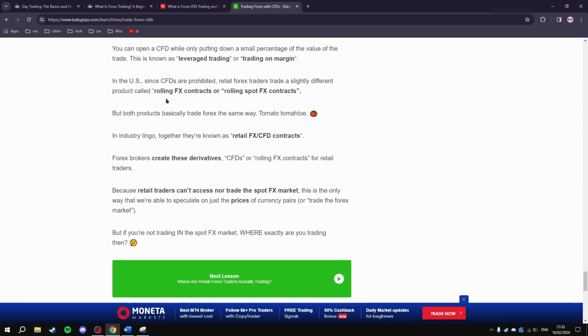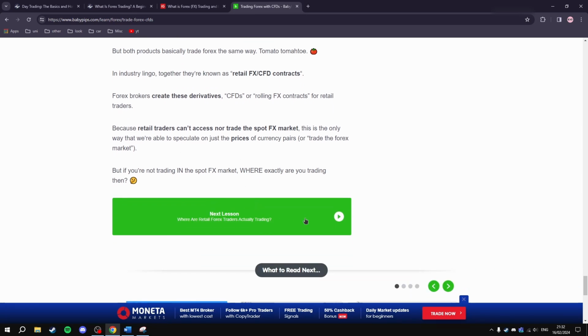In industry lingo, together they're known as retail FX CFD contracts. Forex brokers create these derivatives, CFDs, or rolling FX contracts for retail traders. Because retail traders can't access nor trade the spot FX markets, this is the only way that we're able to speculate on just the prices of currency pairs, or trade the Forex market. But if you're not trading in the spot FX market, where exactly are you trading then?